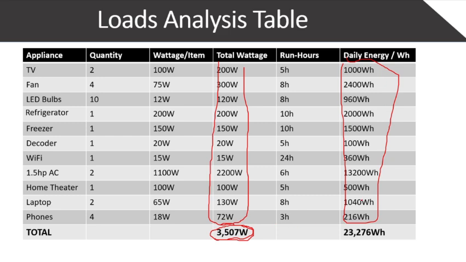And for your daily energy consumption, which is 23,276, you use this for sizing your solar panels and your battery bank. So always take note of that. Your total wattage is when you sum all your total wattage, you use that figure for your inverter, and this one you use it for your battery bank. That's your daily energy and your solar panels.